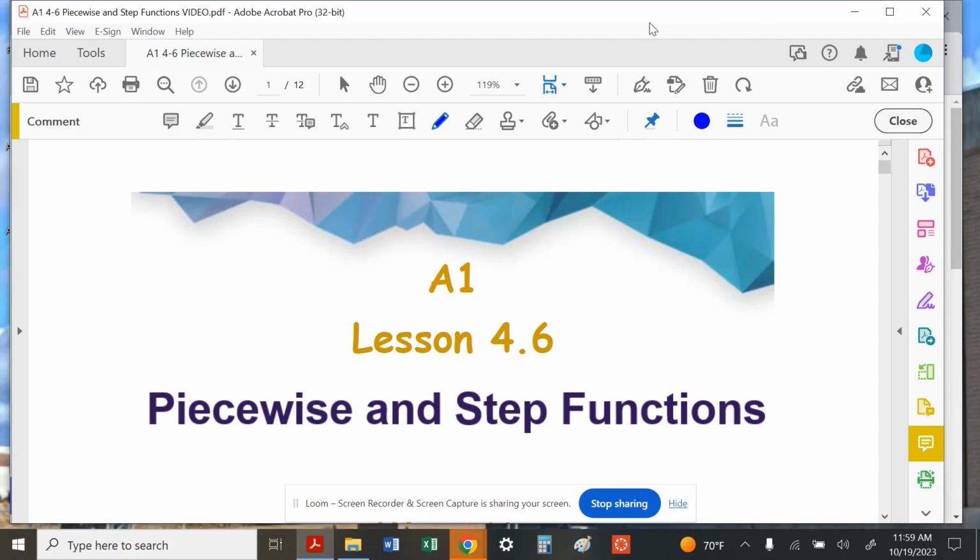Okay, let's go ahead and move into lesson 4.6, which is piecewise and step functions. With these functions, something new, we're going to be dealing with a lot of different pieces, so this can get kind of confusing. I want to make sure that you understand this lesson, so be sure to take notes, listen carefully, stop the video when you need to, and of course ask questions if it's necessary as well.